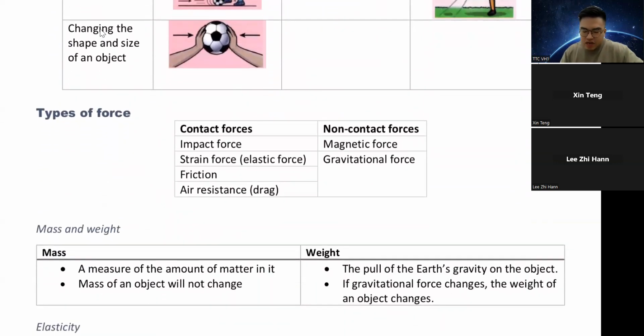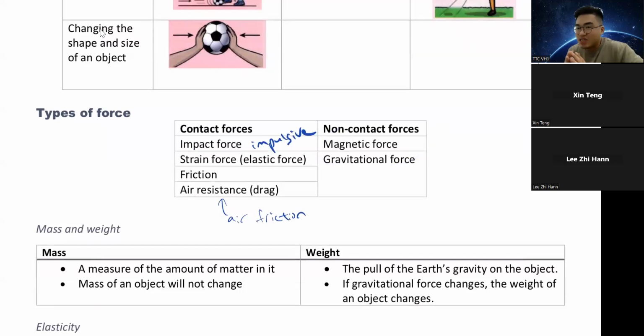Okay, really easy. So type of force, we have contact force, okay, the touching force, which is impact, strain, friction, air resistance. Impact means I hit you. That's your impact force. Some they call it impulsive force. Strain force means I pull a rubber band. Okay, elastic force. Friction is when I touch something, friction. Air resistance is the friction with air. Okay, when wind blows through me, there's a friction here. So that's your air resistance.